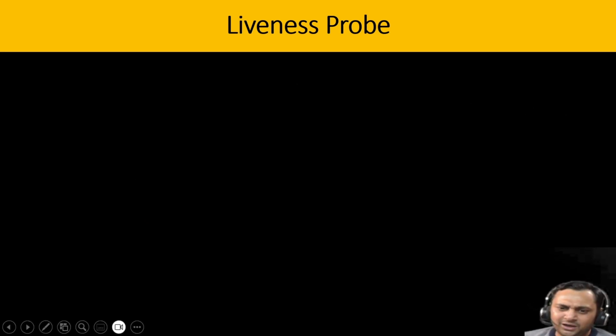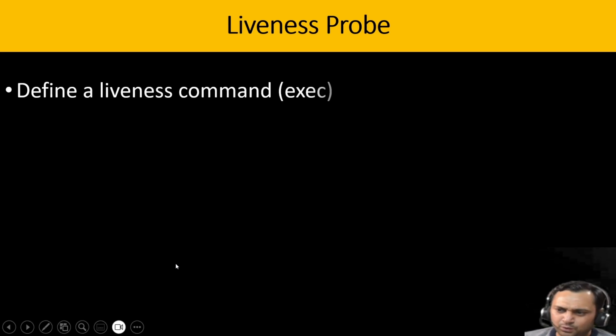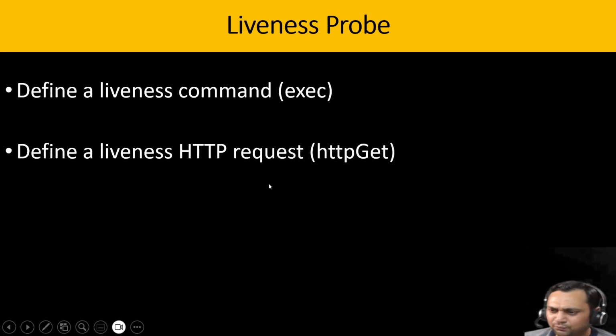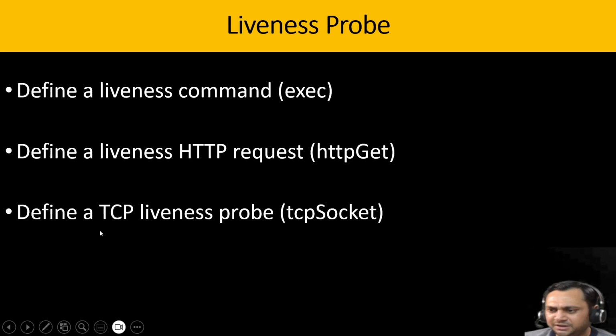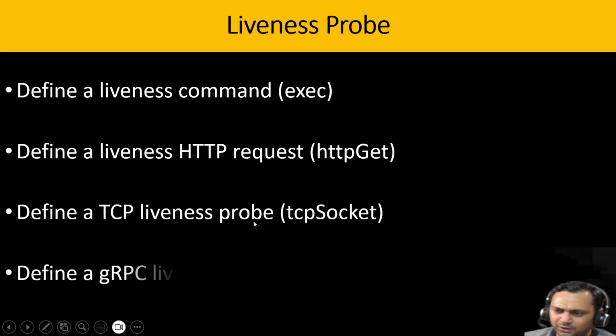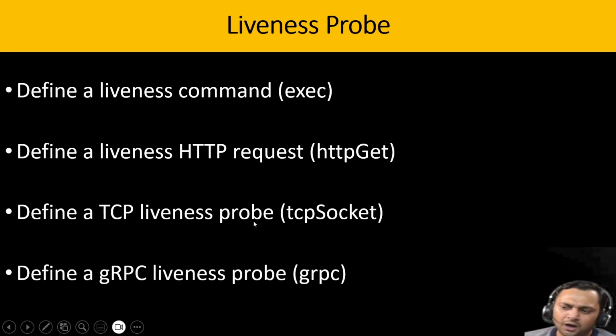Now, how can we define these liveness probes? We can define a liveness probe with the help of a command line, where we use exec. The other way is an HTTP request. The third is a TCP liveness probe. And the fourth one is a gRPC liveness probe. So this is the service.